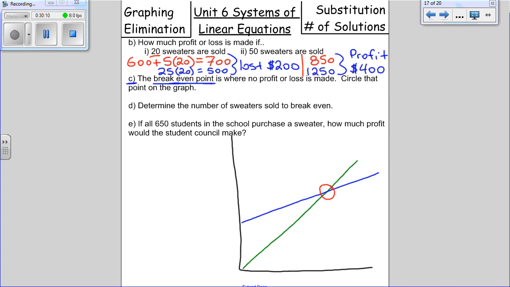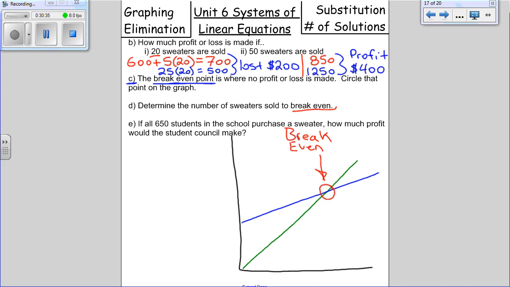I make no money, I lose no money. Determine the number of sweaters sold to break even. So if you want to figure out when you break even, you need to figure out where these two lines cross each other. To do that, using your calculator would probably be ideal. So I want you to see if you can remember how to find where two things cross each other.